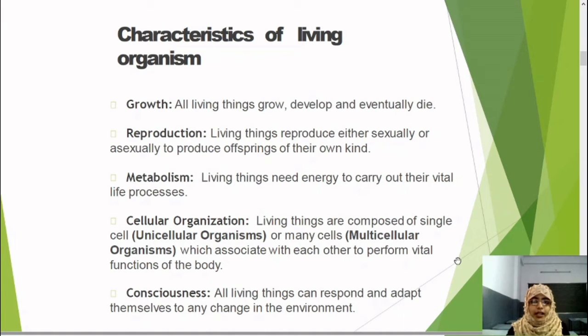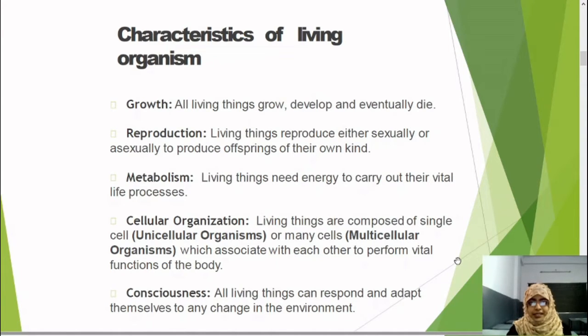Next, cellular organization. Without a single cell there is no body. A single cell comprises many cell organelles. Inside the cell you have mitochondria, Golgi apparatus, ribosomes, etc. All these constitute a cell. Then a group of cells comprises a tissue, then tissues form organs, then organ systems, and then a whole human body.